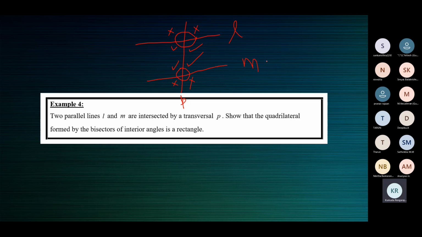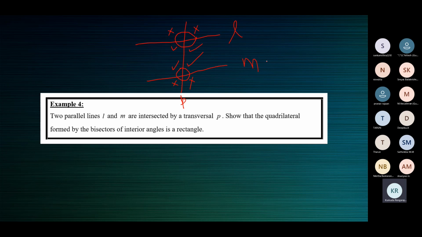4 of which are called interior angles and the remaining 4 are called exterior angles. So there are 4 interior angles. Show that the quadrilateral formed by the bisectors of the interior angles. How many interior angles? 4 interior angles. This is not alternate interior angles, simply interior angles. There are 4 interior angles.